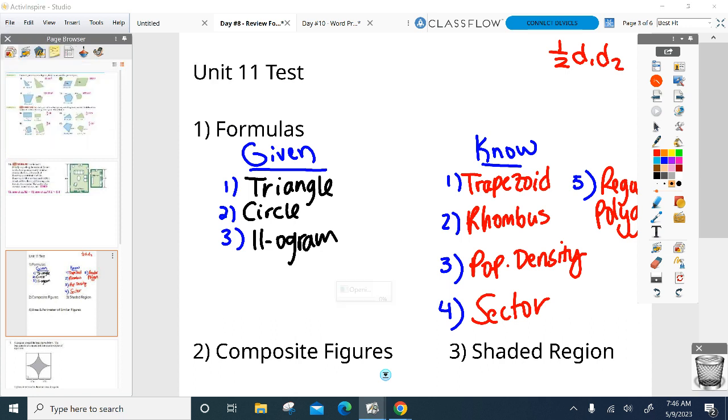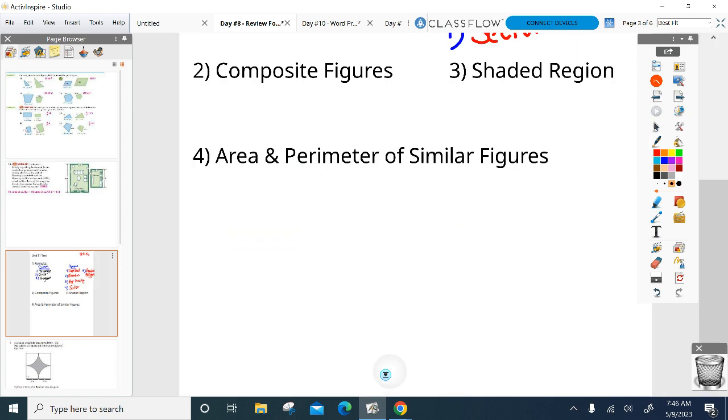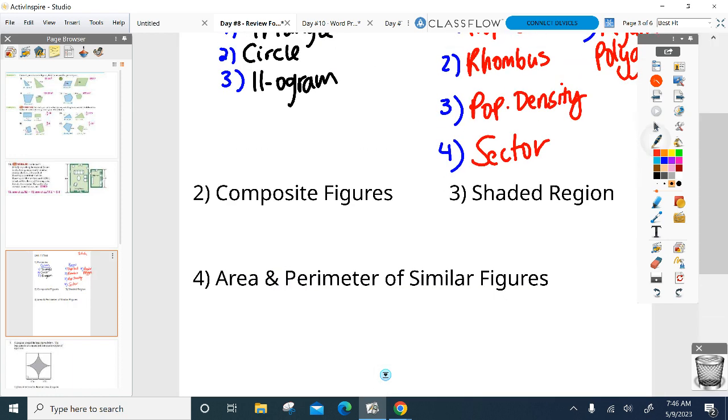Where was yesterday's? Like this one right here, 18. That's a composite figure. So 2 rectangles and a quarter circle, and I add them all up. So you'll have a composite figure where you have to break it up tomorrow. Shaded region problem. Remember, that's the area of the whole thing minus the area of the unshaded.